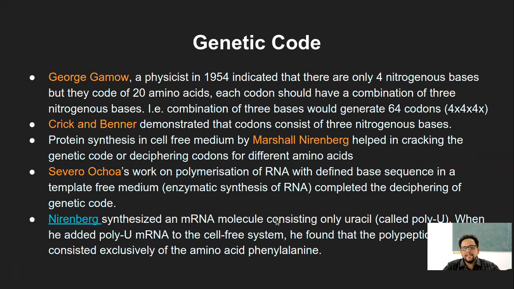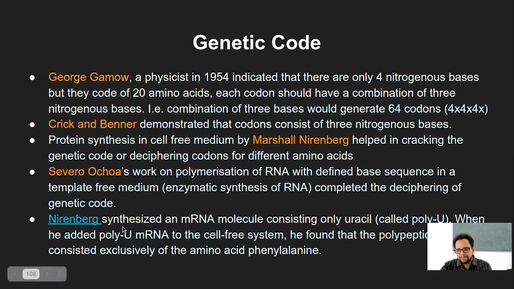So Nirenberg synthesized an mRNA molecule consisting only of uracil. When the mRNA had only uracil, the tRNA with the anticodon AAA, which codes for UUU, would bind to that uracil and bring one amino acid. The next codon would again be UUU, so the same tRNA would add the same amino acid. Whatever polypeptide chain you got at the end was of only one amino acid, and that was phenylalanine.